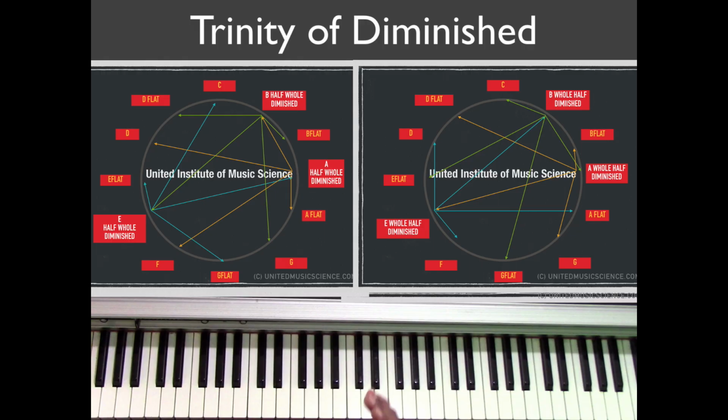Now, these three diminished scales have a direct relationship with four groups, or four families, or four tonalities. And I'm going to show you those right now. So let's start with Eve. We'll start on E, sticking with our creation story, because you're going to be a creator in music.